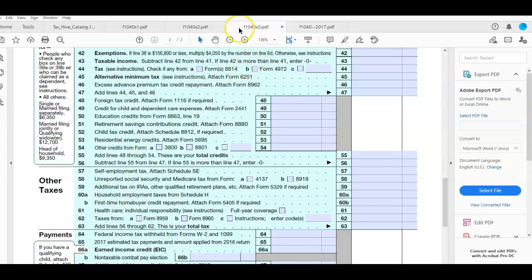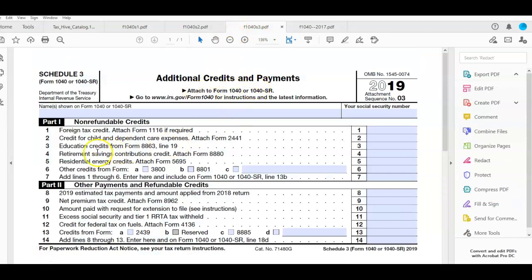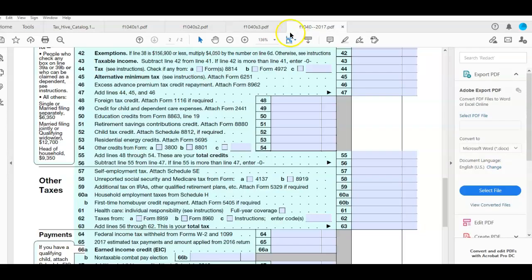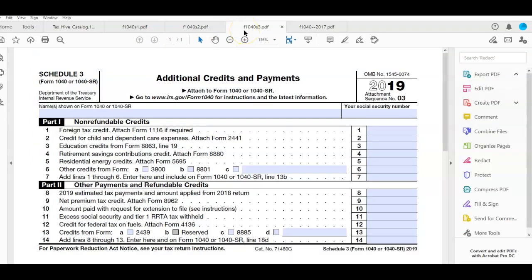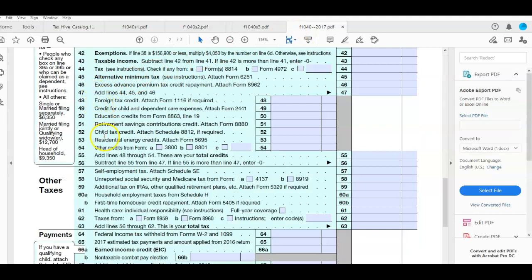And then when it comes to Schedule 3, additional credits and payments, part 1 is non-refundable credits, which is this section here that they pulled out of the 1040. All this here makes part 1 of Schedule 3, and we call that additional credits. So part 1 is non-refundable credits, which they took from this section. These are all strictly non-refundable, so they made that part 1 of Schedule 3.